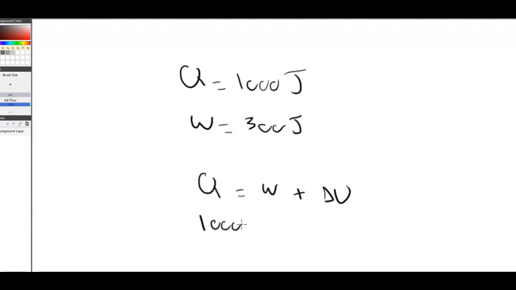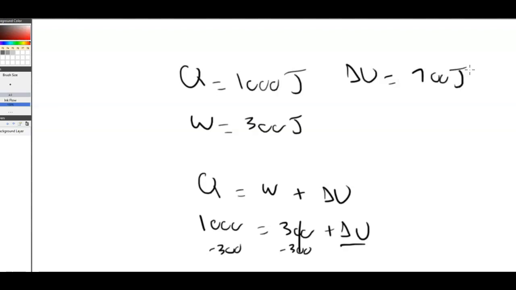So if we have 1,000 equals 300 plus delta U, we want to know how much is absorbed by the gas. We're looking for delta U. Okay, to get delta U by itself, we have to subtract 300 on both sides. And so delta U, which is the amount of thermal energy absorbed by the gas, is going to be 700 joules. Okay, so just another simple example with the first law of thermodynamics. Okay, so pause there if you need to.